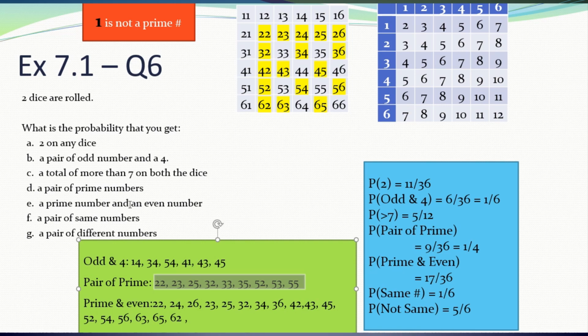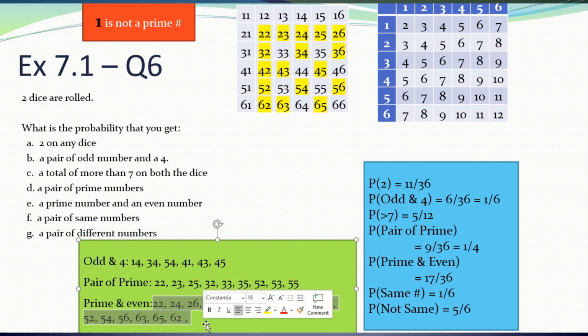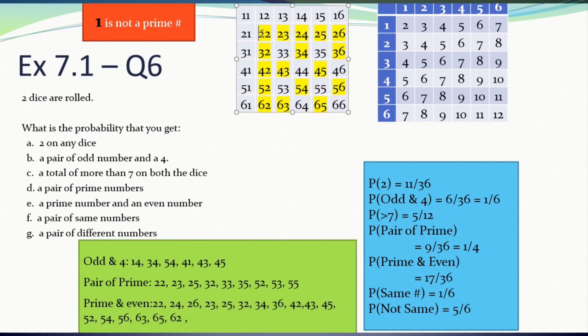A prime number and an even number. What does that mean? That means you have a pair now: one is a prime number and one must be an even number. It can be in any order. But one is a prime number, one is an even number. So here I've also highlighted it for you. Have a look. So one is a prime number, one is an even number.